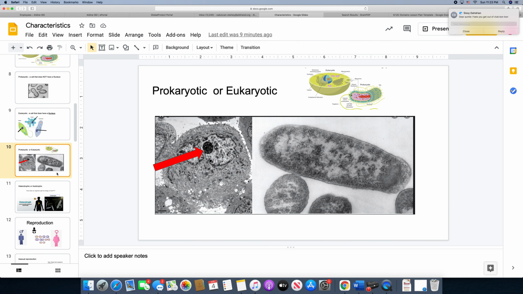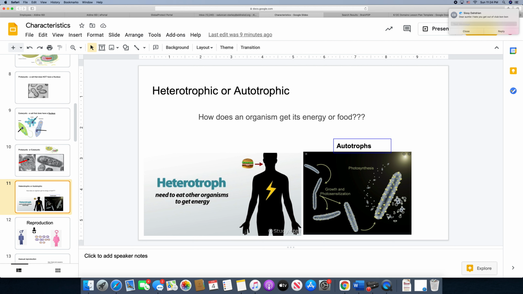Next, we're going to talk about how an organism gets its energy. You should have watched another video entitled Heterotrophs and Autotrophs. That video went into detail about how organisms each get their energy, whether they absorb it or they create their own. So I won't go into much detail here.